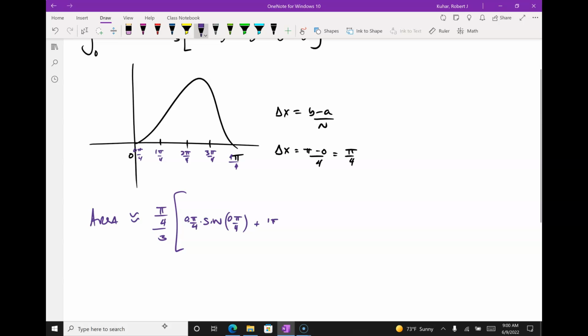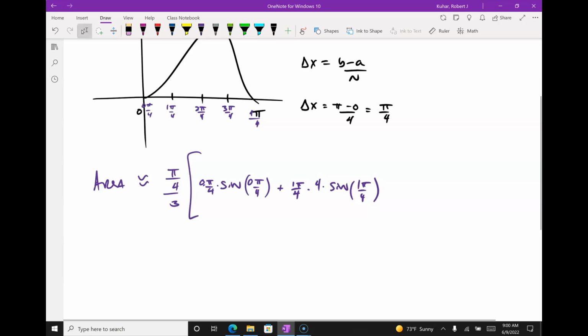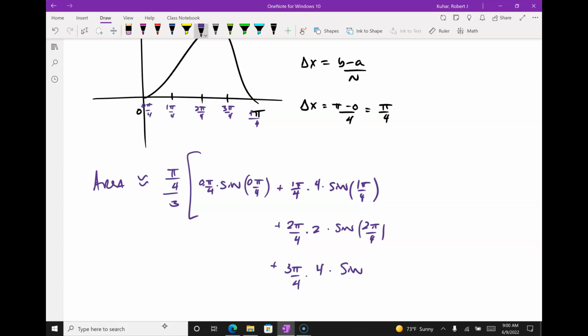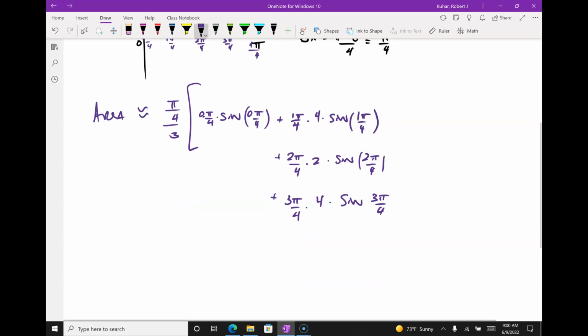Then 1 pi over 4 times 4 times sine of 1 pi over 4. You know, and I'm writing small. You don't have to. You can also stack things. So 2 pi over 4 times another 2 times the sine of 2 pi over 4. Right, trying to be really organized, plus 3 pi over 4 times a 4 sine of 3 pi over 4. And I'm choosing to put the 4, 2, 4 as the second factor. Who cares what you do?